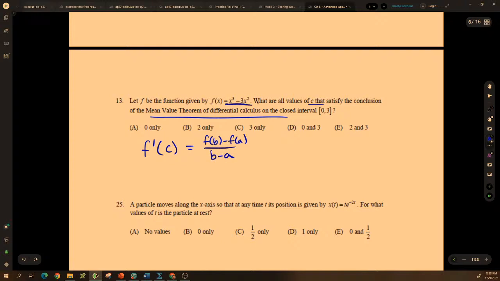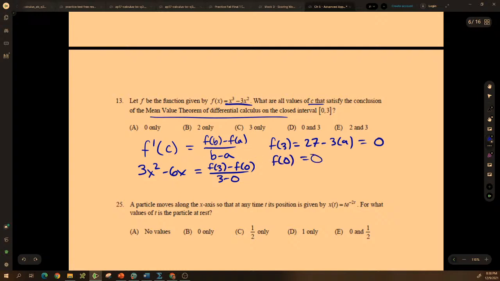So I'm going to take the derivative. That's that f prime of c part. 3x squared minus 6x. If we want to call it c, we can. We don't really have to. That's going to equal f of 3 minus f of 0 over 3 minus 0. I like to do f of 3 on the side. That's 27 minus 3 times 9, 27. So 27 minus 27 is 0. And f of 0 is 0.